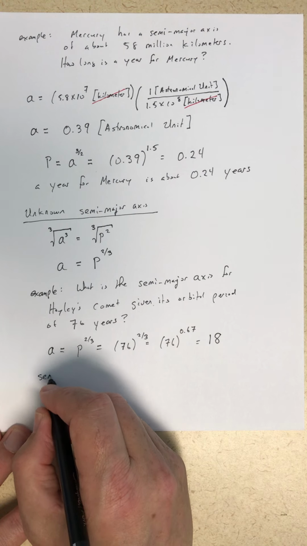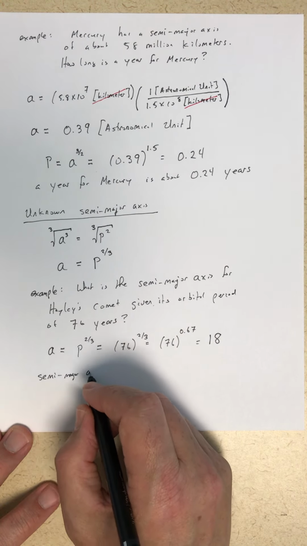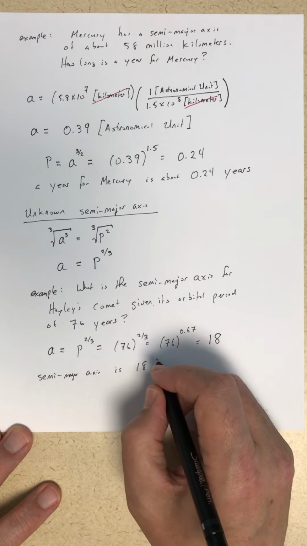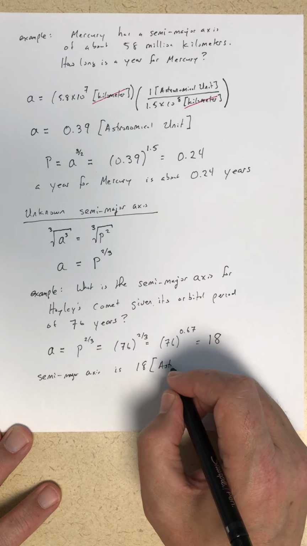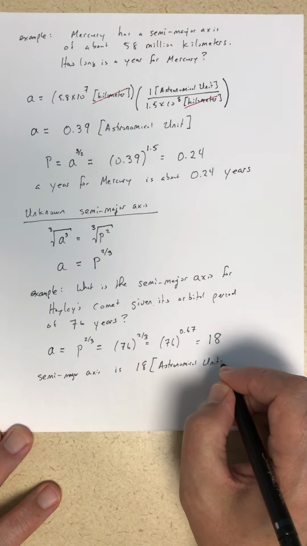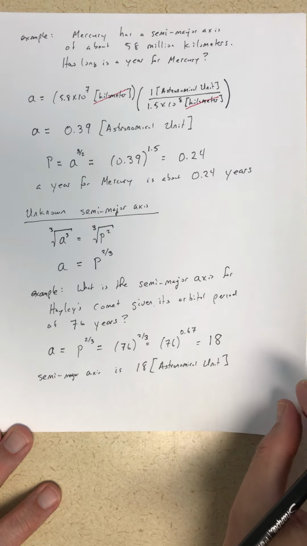So the semi-major axis is 18 astronomical units. All right.